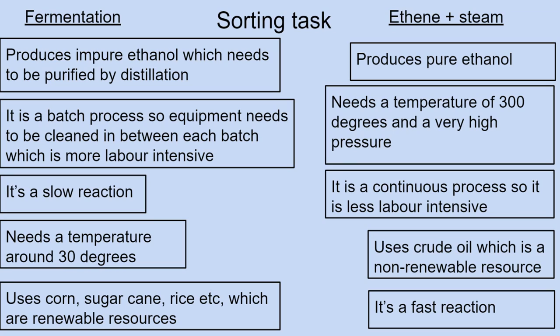Now, the problem with the ethene and steam reaction is the ethene comes from crude oil. That's a non-renewable resource, so it can't be made in the amount of time that we use it up in. But it's a very fast reaction, which is very good. Okay, so hopefully that's sorted your advantages and disadvantages of fermentation and producing ethanol via ethene.